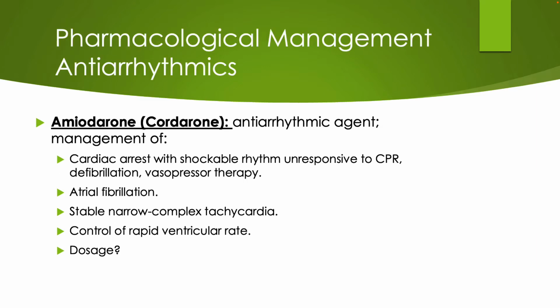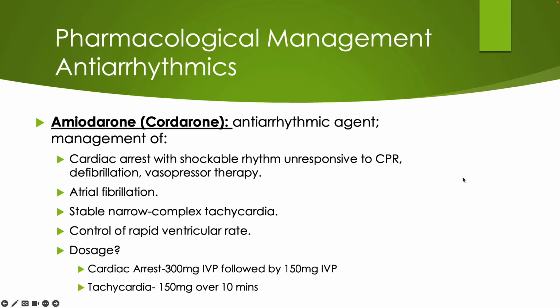Amiodarone, may also be called Cordarone, is an antiarrhythmic agent. It's a class 3 antiarrhythmic agent used in cardiac arrest with shockable rhythms, atrial fibrillation, stable narrow complex tachycardias. Also, it is used in wide complex tachycardias with a pulse. We use this to control rapid ventricular rate and also to depolarize. Our dosage for cardiac arrest is 300 milligrams IV push, followed by 150 milligrams IV push. And for tachycardias with a pulse, it would be 150 milligrams over 10 minutes.